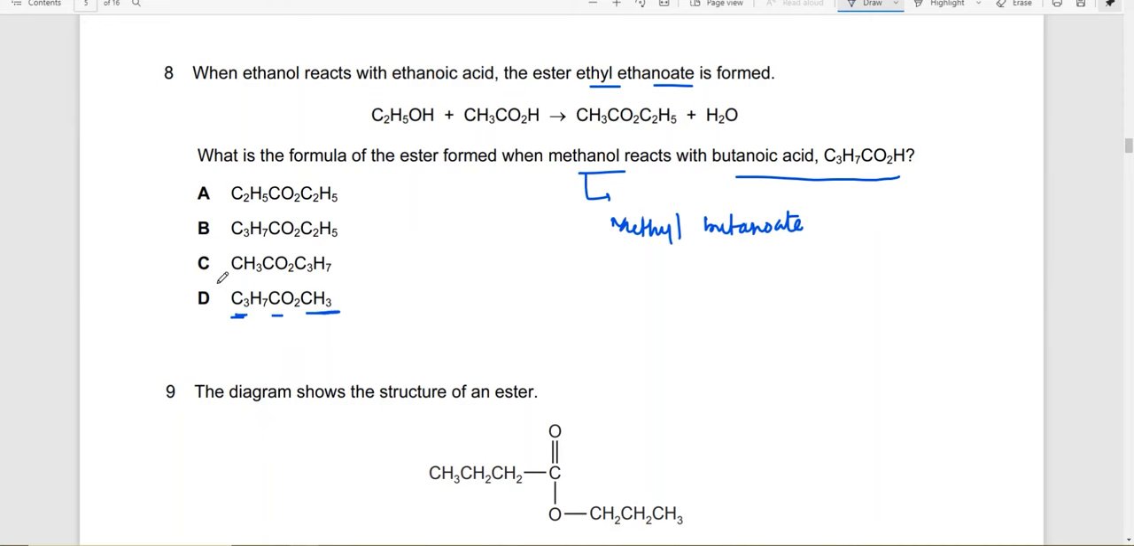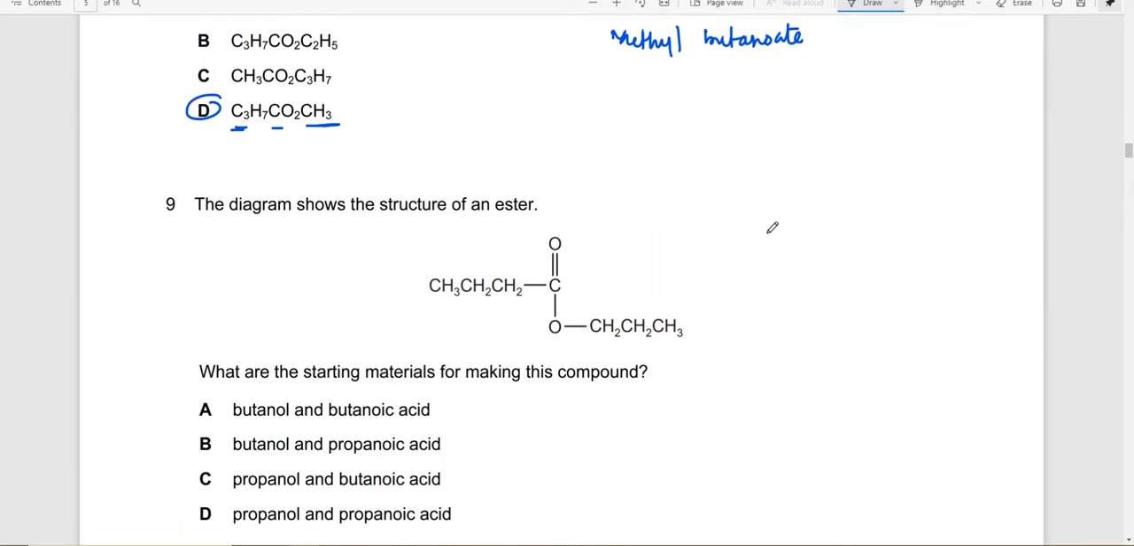3 and 4 carbon atoms. So the answer is D. Don't get confused by these structures. They are pretty much the same. If you just place O over here and you write it like this, it's the same thing. What are the starting materials for making this compound?